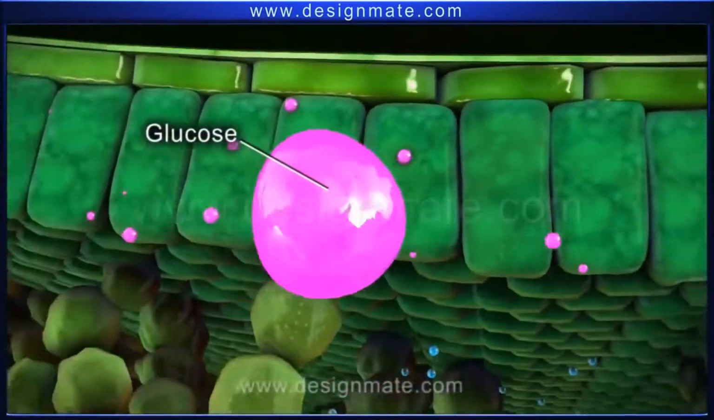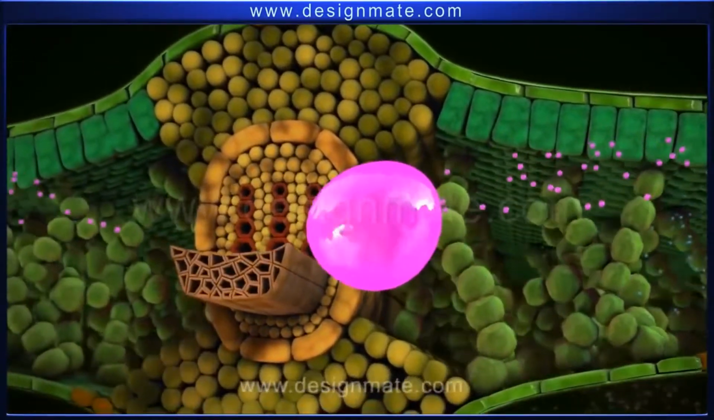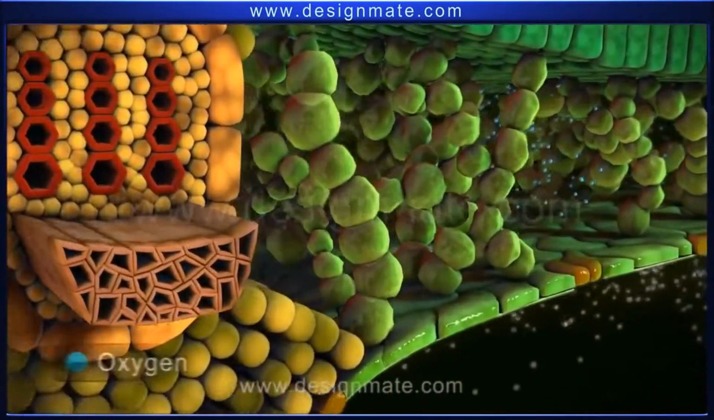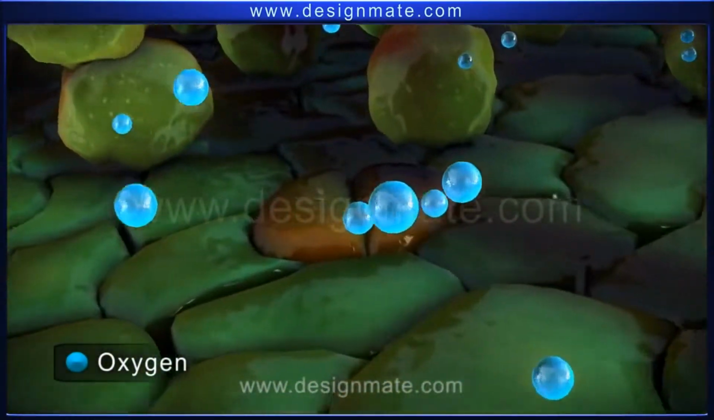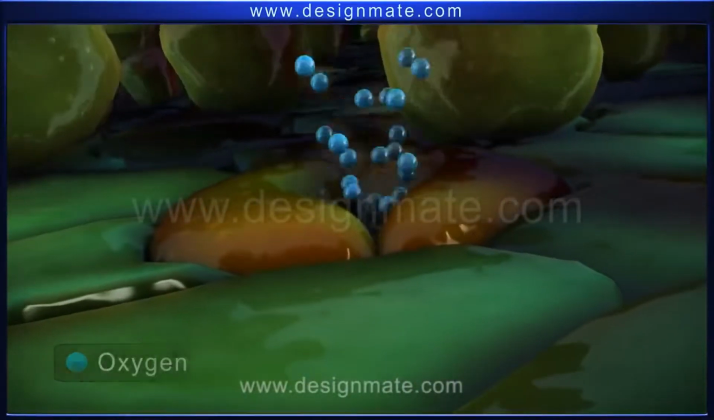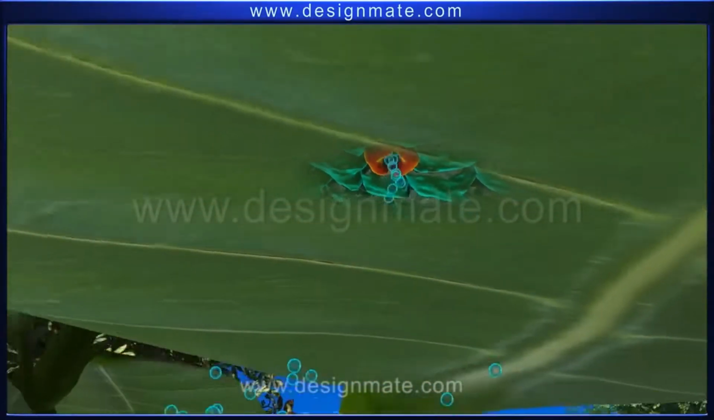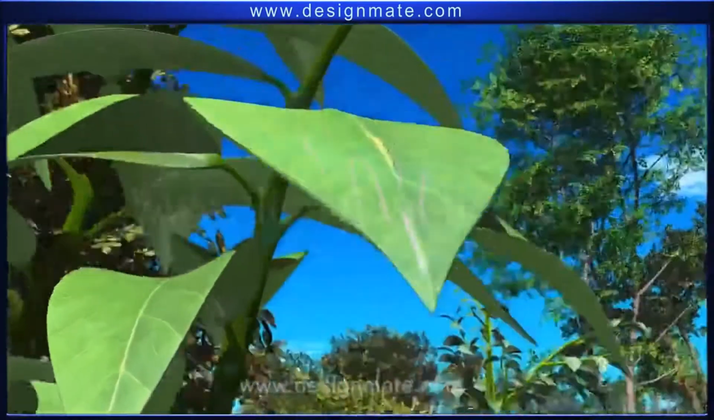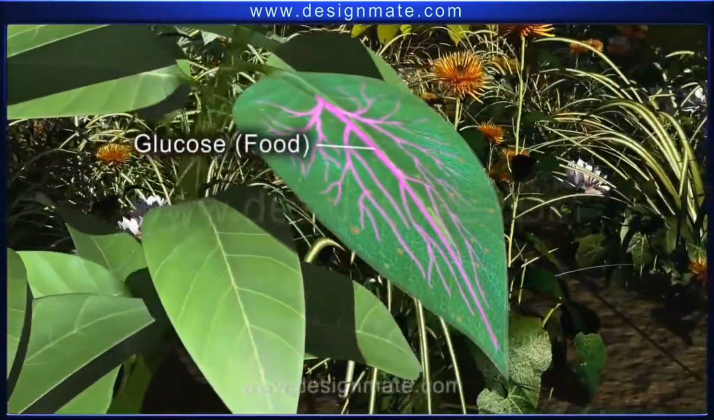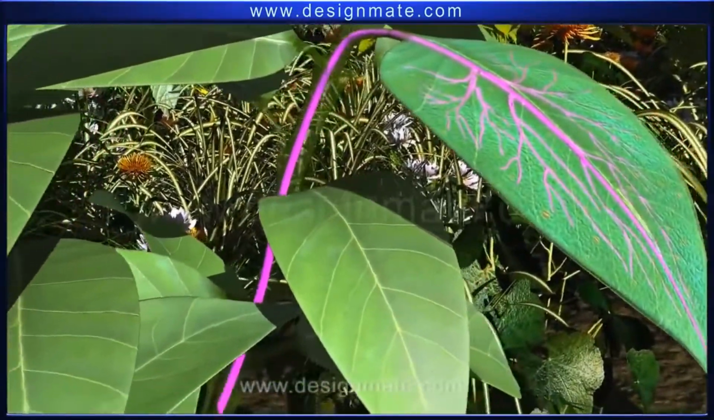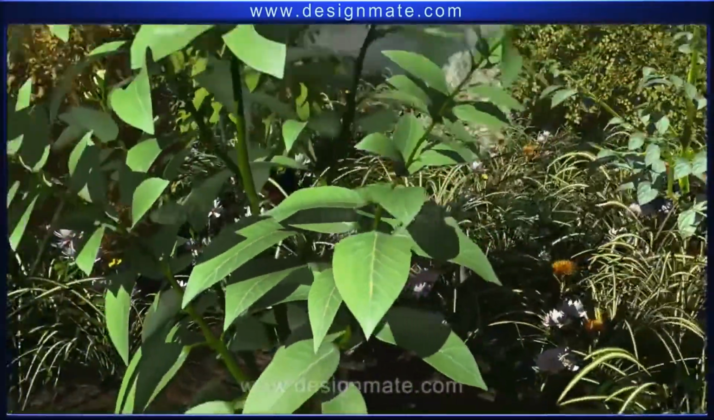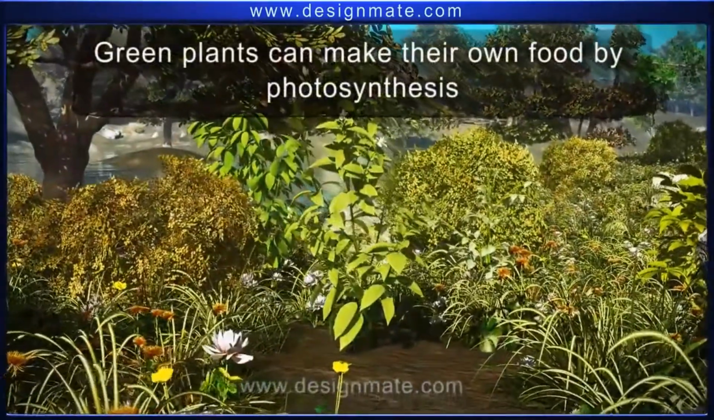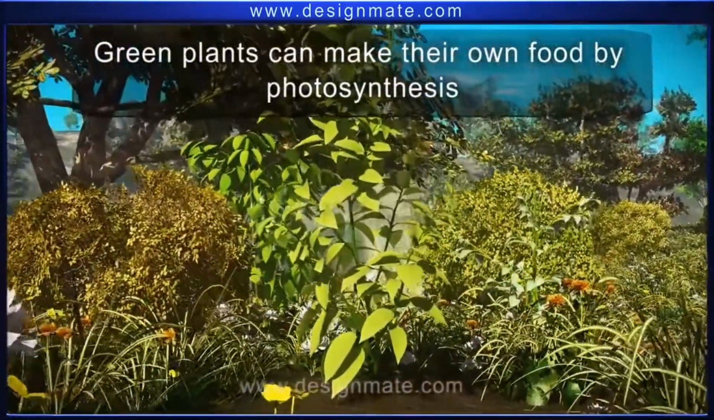The glucose is transported through other specialized tubes to all parts of the plant, aiding in their growth. The oxygen present in these air spaces diffuses out through the stomata. So, during photosynthesis, oxygen is given as the life-sustaining gaseous component of the atmosphere, while glucose or food is transported to all parts of the plant and used for growth. To summarize, green plants can make their own food by the process of photosynthesis.